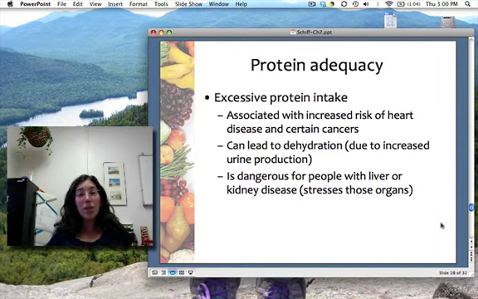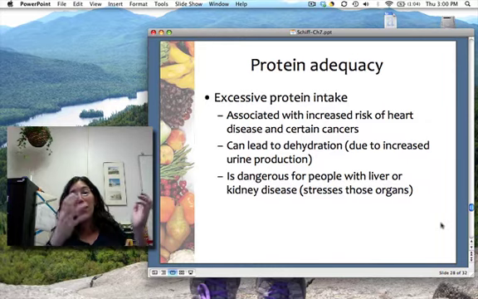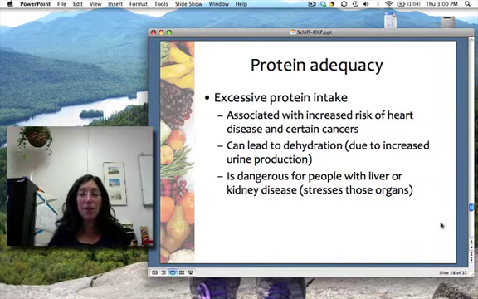Also, getting too much protein in your diet can lead to dehydration because excess protein draws water into your blood, and then all of that gets excreted as urine. And finally, excess protein intake is particularly dangerous for people who have liver or kidney disease because those are the two organs that are mainly responsible for processing excess protein and excreting it.